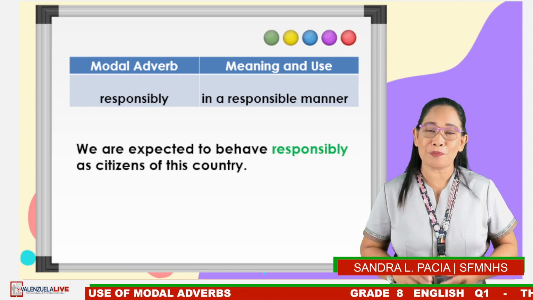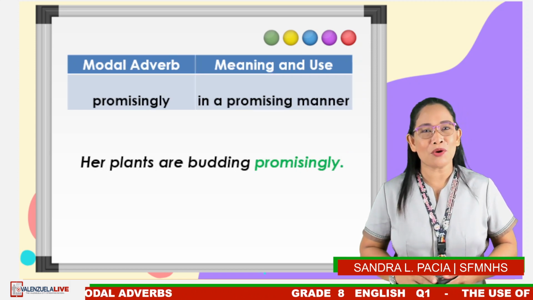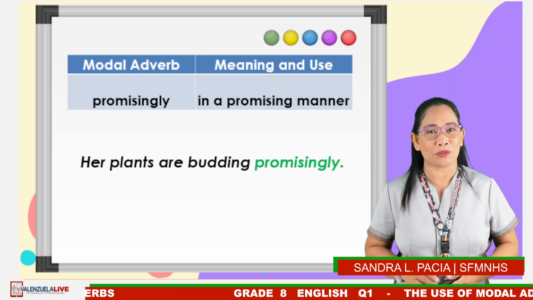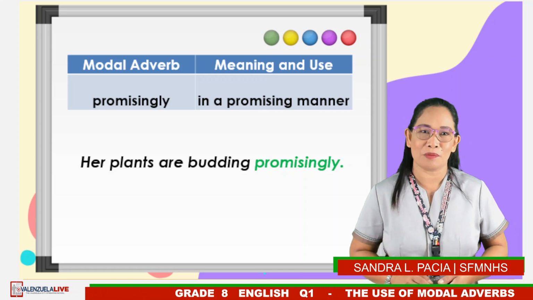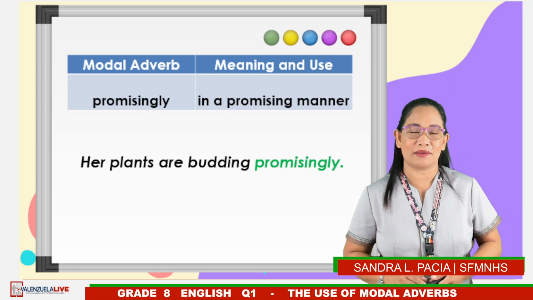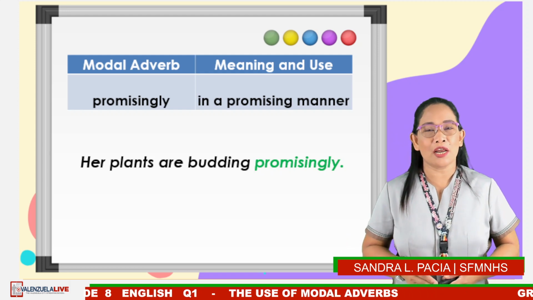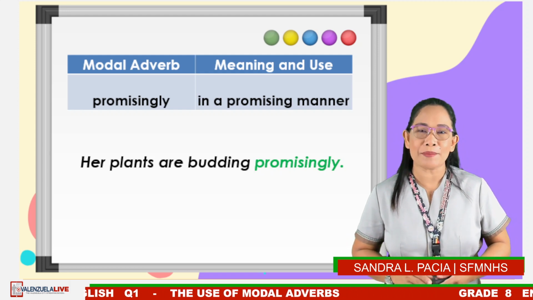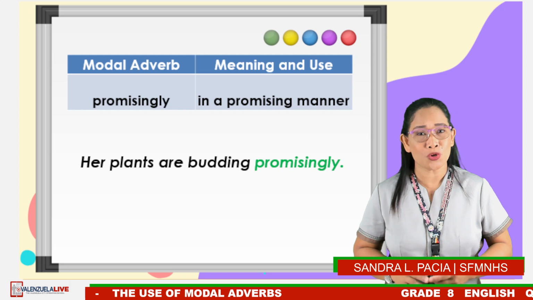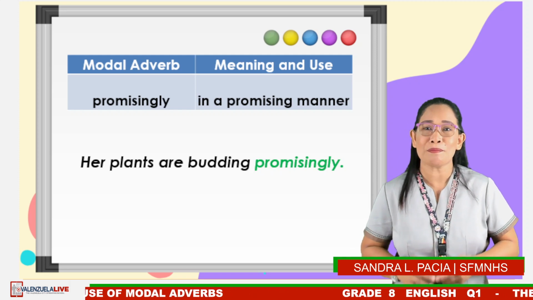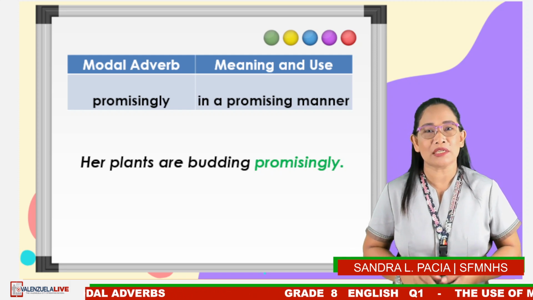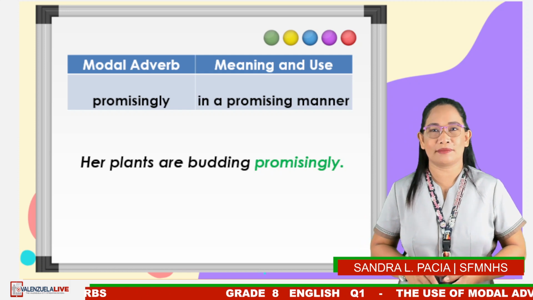What about the modal promisingly? This modal shows that something is going to be successful or enjoyable in a promising manner. Look at this sentence. Her plants are budding promisingly. This sentence shows that her plants will soon bud, which will continually develop into flowers.